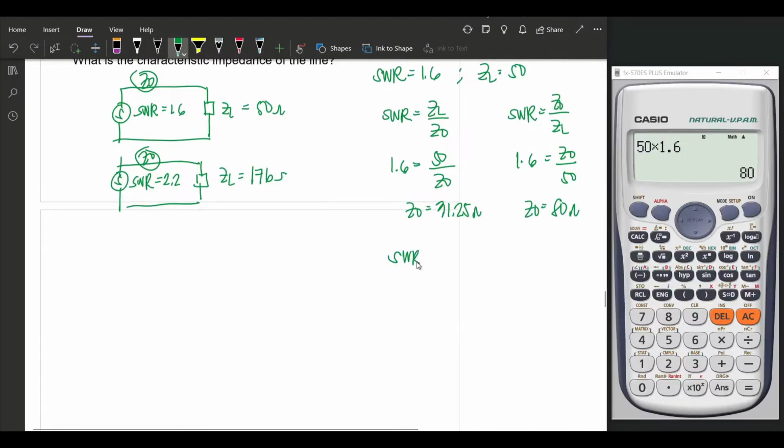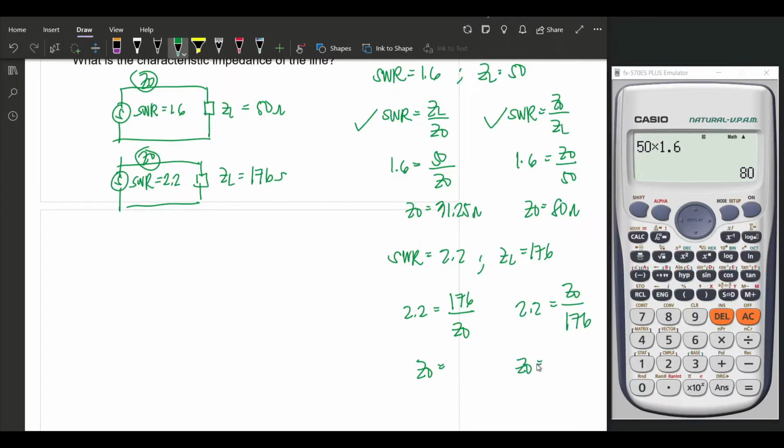So when the SWR is 2.2 and ZL is 176. So ganun din, ulitin natin to. So 2.2 equals kapag nasa baba yung ZO and kapag nasa taas yung ZO. So, 176 over ZO. First, divide natin, 176 divided by 2.2. So, we have 80 ohms. And then, multiply. So, 176 times 2.2.